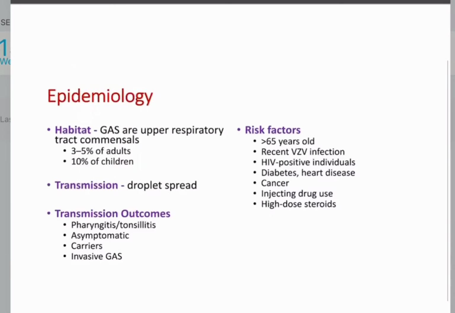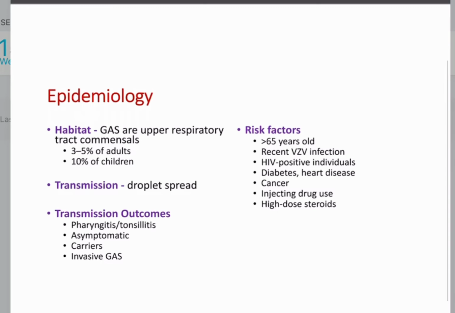So when we come to the epidemiology of group A streptococcus, as I told you, the main or exclusive habitat is the human respiratory tract. So it is there in the throat or sometimes on the skin of humans. So it is the carriage of the upper respiratory tract. Around 3 to 5% of healthy adults carry group A streptococcus, and healthy children up to 10% can have group A streptococcus without any infection, without any disease.